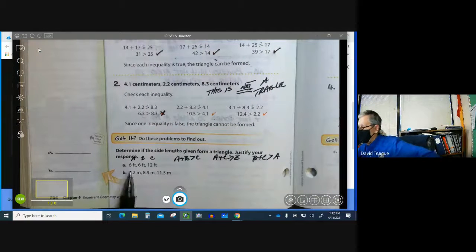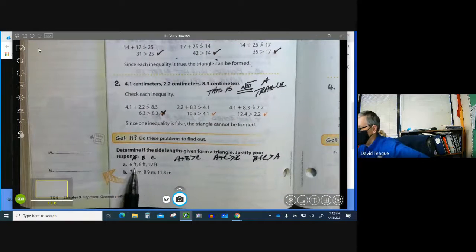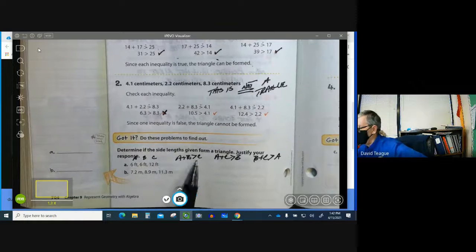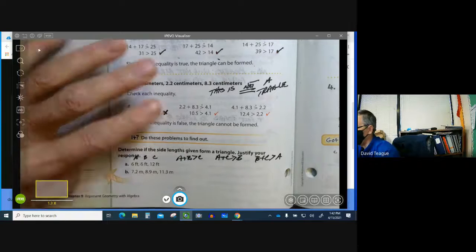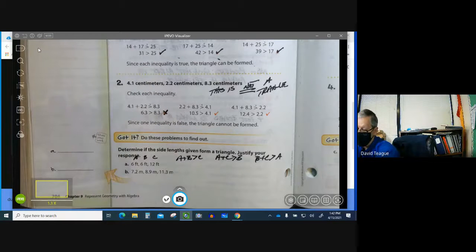So I want you to take these three dimensions and plug them into your three inequalities and see if you get a triangle or not. Okay? Hey, Google, set a timer for 1 minute. Okay, just take a minute and plug that into those three inequalities and see what you get. 1 minute.